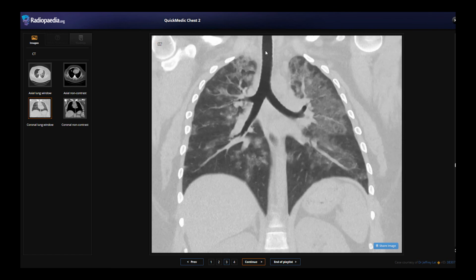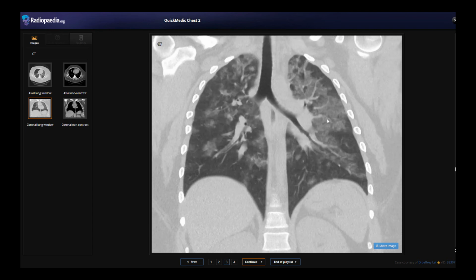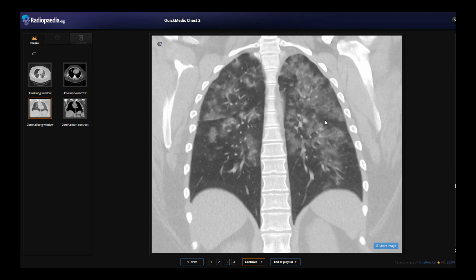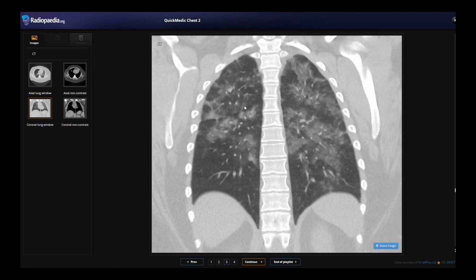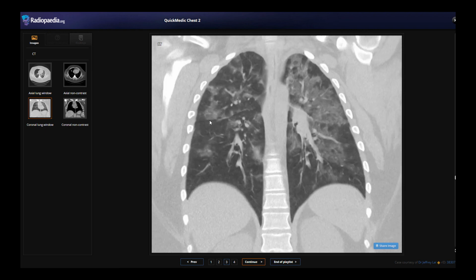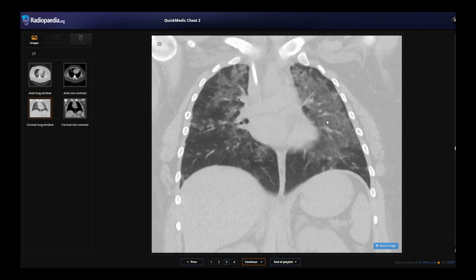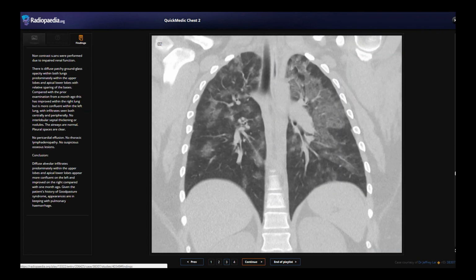But you can see the clear bifurcation of the trachea into the right and left main bronchus and its divisions all the way down here. You can see the fissure, the division of the lobe, quite clearly there, because of the extra markings there. But this all looks quite abnormal. So there were no contrast scans available due to renal function, but there's diffuse patchy ground glass opacity within both lungs, predominantly in the upper lobes and apical lower lobes, with relative sparing of the bases.